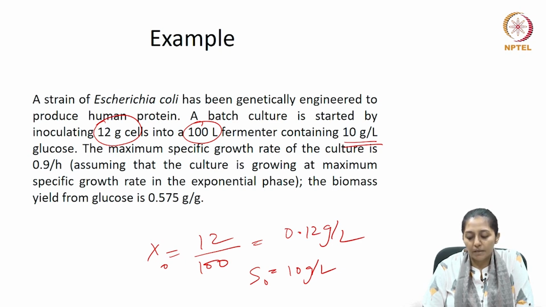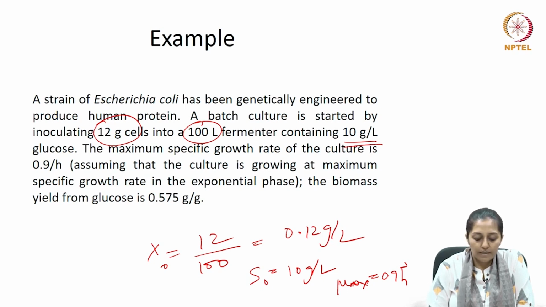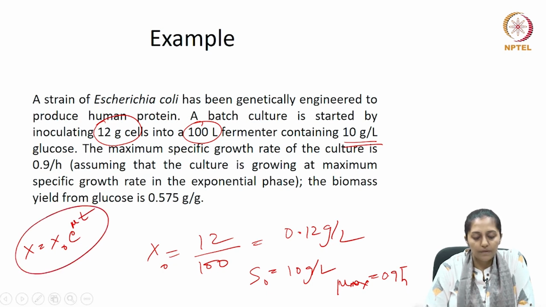The maximum specific growth rate of the culture is given as 0.9 hour inverse. So, mu max is also given to us, which is 0.9 hour inverse. Now, it is also said to assume that the culture is growing at its maximum specific growth rate in the exponential phase, which means that x is equal to x naught e to the power of mu t in the exponential phase. So, now here mu can be replaced as mu max.